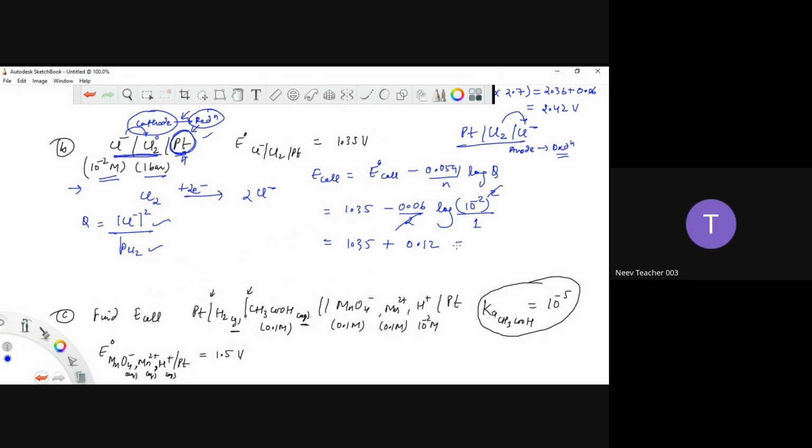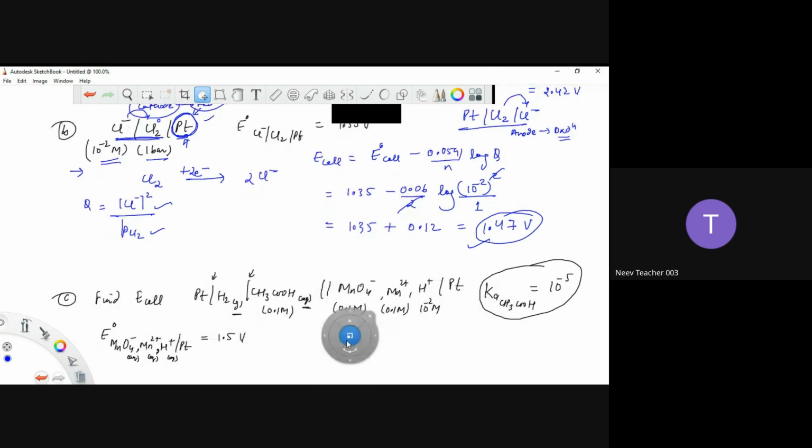So if you add these two, you're going to get 1.47 volt. That will be your answer. Now solve this, option C. Everyone got this value correct? Yes or no? Yes, yes.